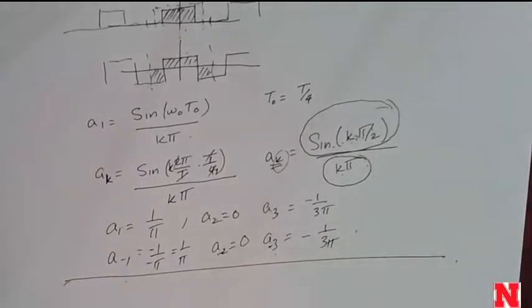I'm going to stop there, and I'm going to start the next module from exactly this place. So what I'm going to do is demonstrate to you that this particular expansion does actually give you back the square wave that we originally started with. Okay, and then we'll do just a few more examples in the next video, and then we'll move on to Fourier transforms. Okay, until then.